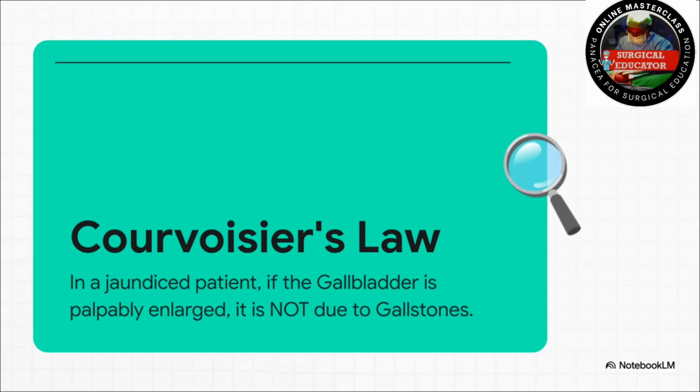Now this brings us to a classic surgical principle, Courvoisier's law. It sounds a little backward at first, doesn't it? But the logic is sound. When a patient has had gallstone disease for a long time, the gallbladder wall gets beat up. It's chronically inflamed and becomes scarred and stiff. Because of that scarring, it can't stretch or expand, even when the bile duct is completely blocked. So, a gallbladder you can't feel in a jaundiced patient actually makes you suspect stones even more.